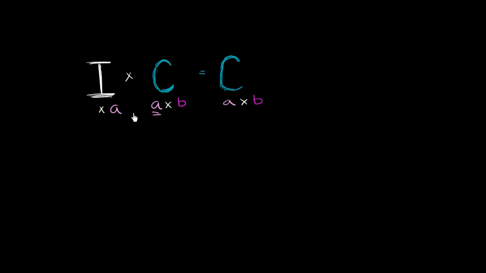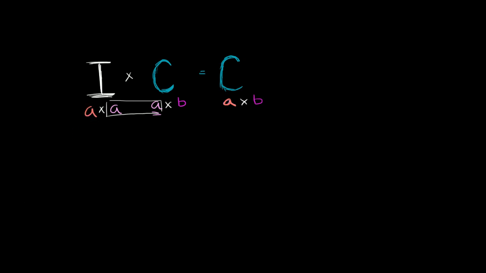Well, we already know that matrix multiplication is only defined if the number of columns of the first matrix is equal to the number of rows of the second one. And we know the product gets its number of rows from the number of rows of the first matrix being multiplied. So if the product has A rows, then the identity matrix right over here has to have A rows.